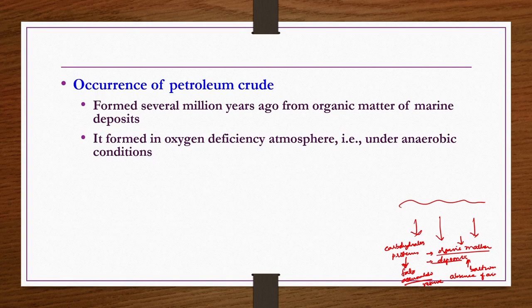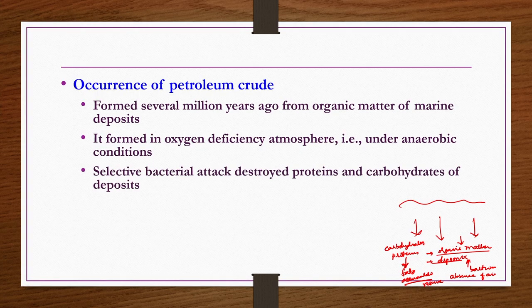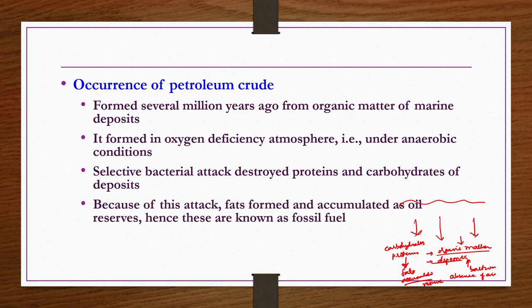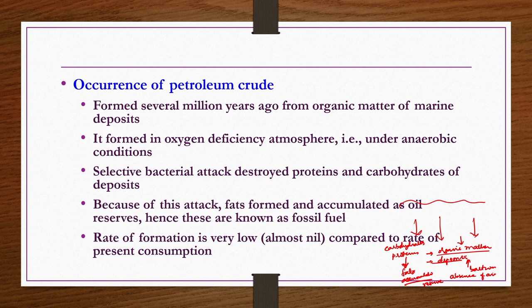It is formed in an oxygen-deficient atmosphere. Selective bacterial attack destroys the proteins and carbohydrates of deposits. Because of this attack, fats are formed and accumulated as oil reserves. Hence, these are also known as fossil fuels. However, the rate of formation is very low, almost nil compared to the rate of present consumption. We are consuming a lot, whereas the formation takes millions of years. Compared to the production rate, the consumption rate is very, very high, so we can say that production is almost nil compared to the consumption rate. So we have to consume it carefully and responsibly.